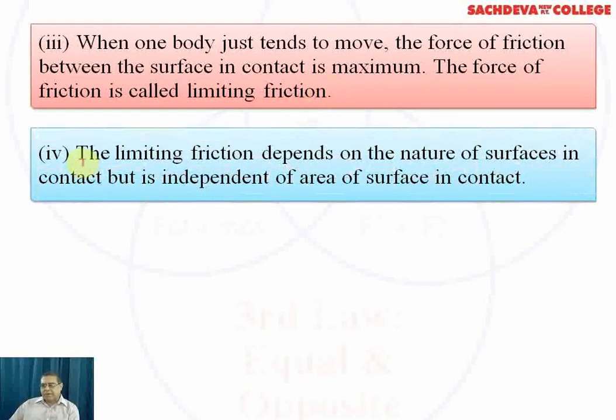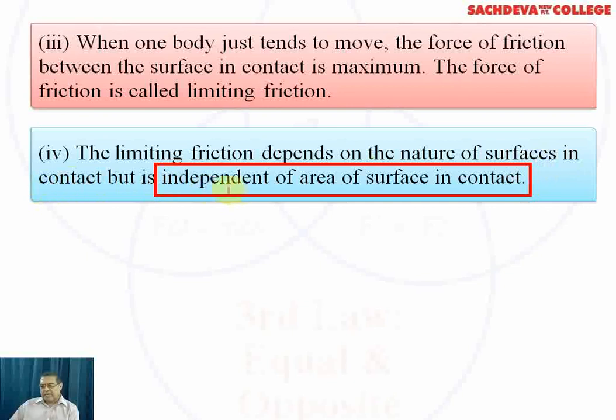The fourth point is that the limiting friction depends on the nature of the surface, not the area of the surface. So nature, whether it is more polished or it is unpolished. So limiting friction depends on the nature of the surfaces in contact but is independent of the area of surface in contact.